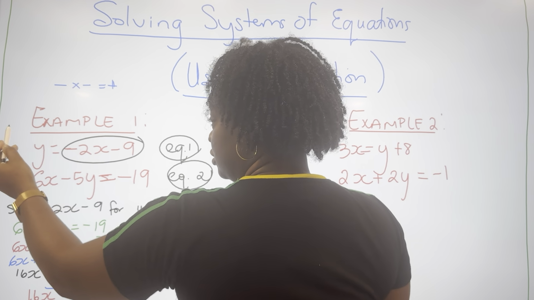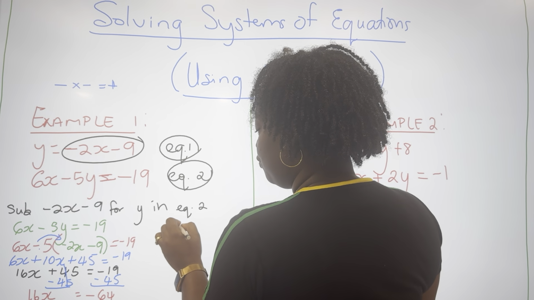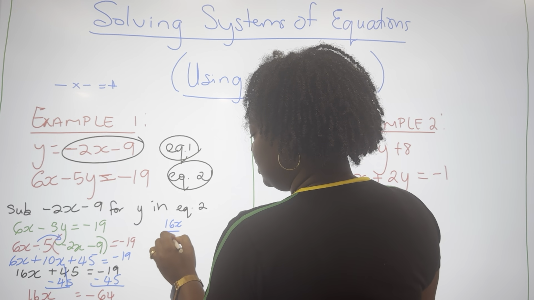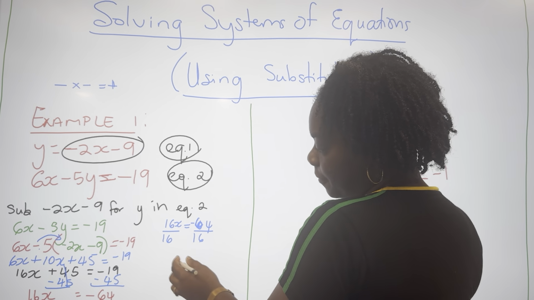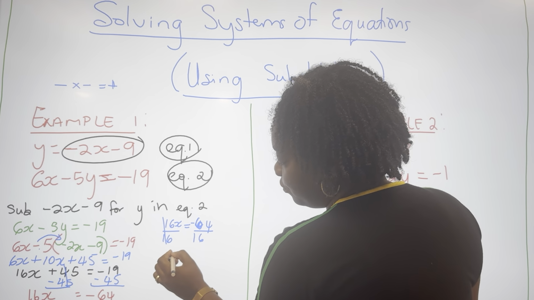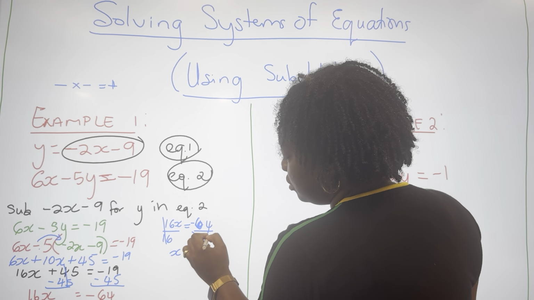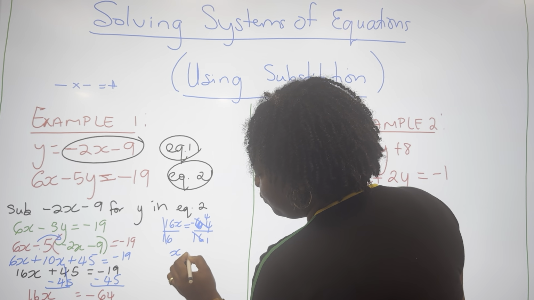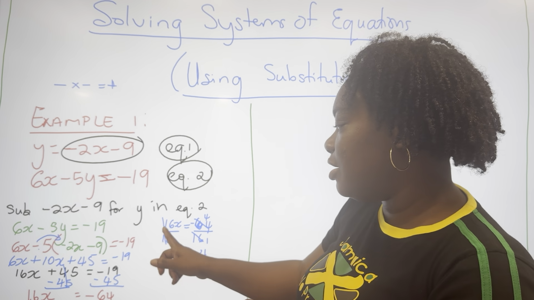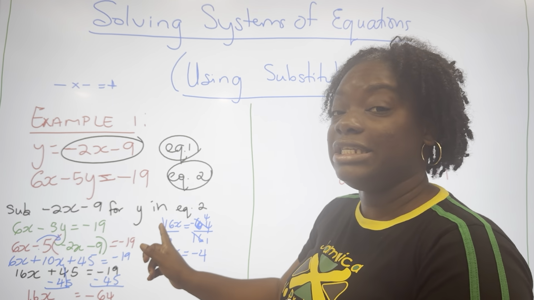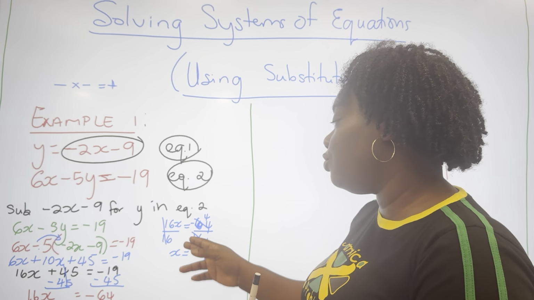So in order to solve for x, I'll have to divide through by 16 on both sides. Right? So that's canceled out. I'm left with x. That's canceled out. I'm left with negative 4. Remember, we're dividing right here because the x is multiplying with the 16. So you have to do the inverse operation, which is division.